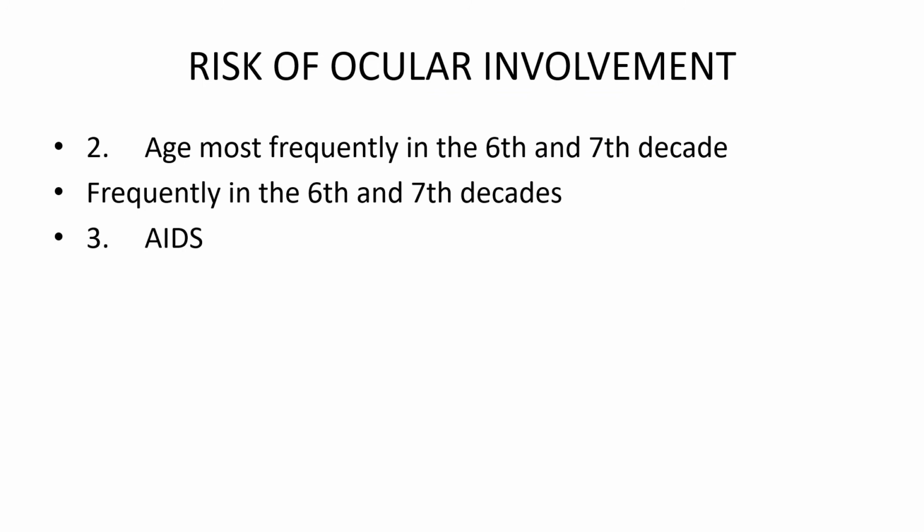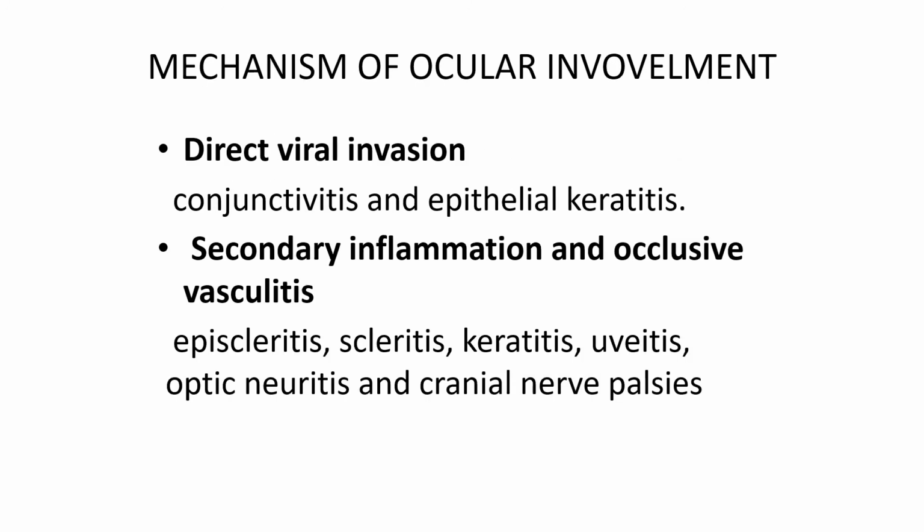Second is the age. Herpes zoster ophthalmicus is most frequently seen in the 6th and 7th decade, and there are more chances of herpes zoster ophthalmicus in patients with AIDS.